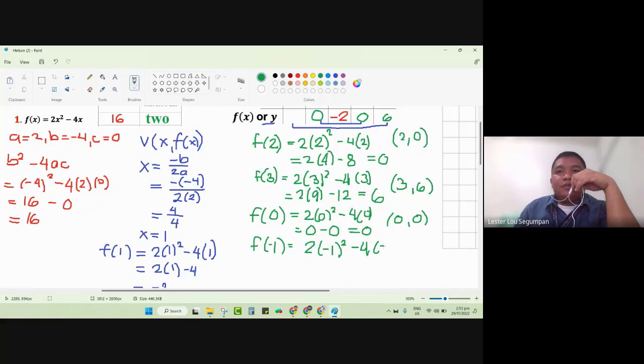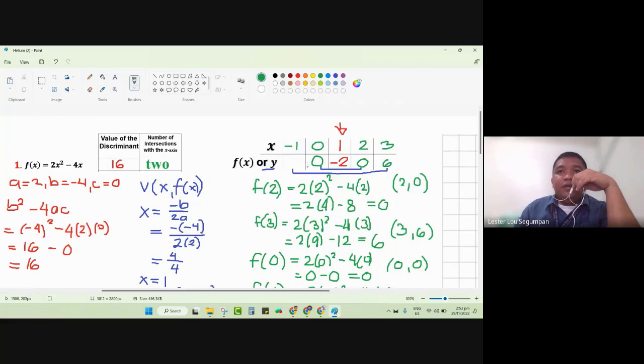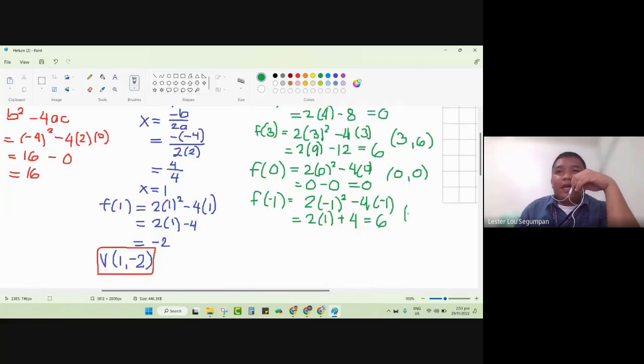4 times negative 1. When you take a square of a negative number, it becomes positive. And when you look at the other side, negative times negative becomes plus 4, which will give you a result of 6. So same here, 6. The last point is at negative 1 and then 6.